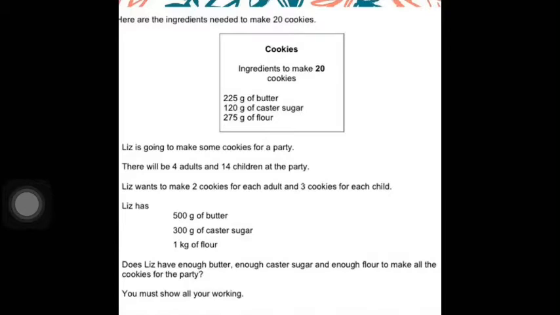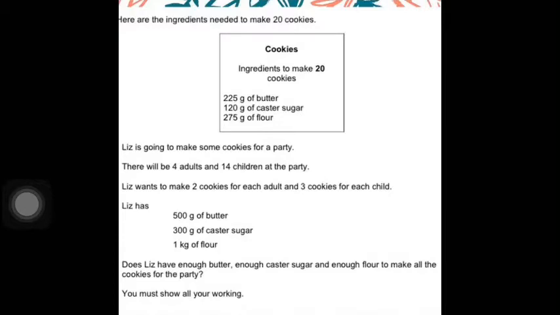But this is what she has in her kitchen right now. She has 500 grams of butter. She has 300 grams of custard sugar and 1 kilogram of flour. She wants to make the cookies for everyone, but she's not sure whether she has enough butter, custard sugar, and flour to make those cookies.